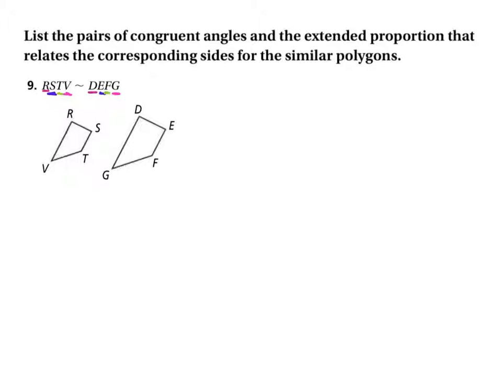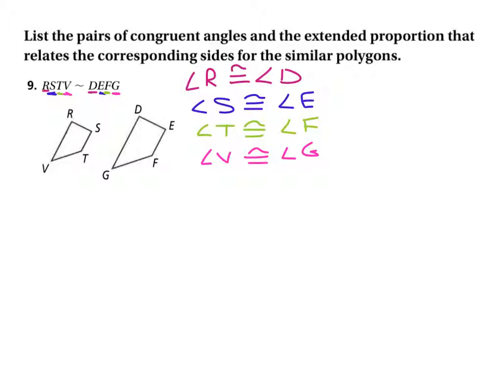So I'm going to use the same colors that I used to underline them, and I'm just going to write the pairs of congruent angles off camera. Okay, so those are the pairs of congruent angles. And now we want an extended proportion. So essentially what we're going to say, I'm going to erase those things that I underlined there.